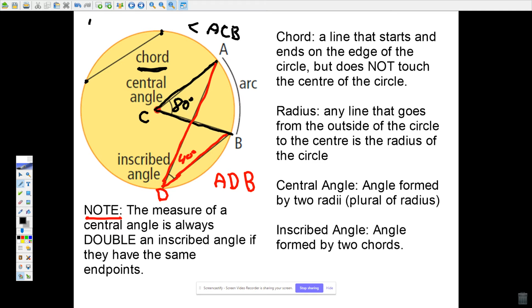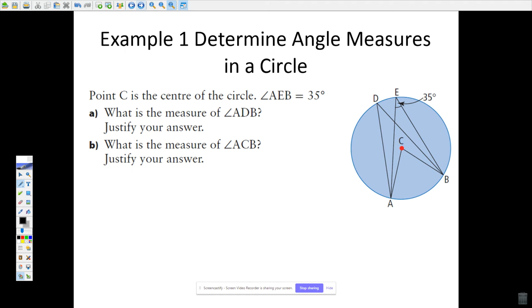Now let's look at one example before we move over to part 2 of the video. Example 1 says to determine the angle measures in a circle. It says point C is the center of the circle. Angle AEB is 35 degrees. The first question is, what is the measure of ADB? And then what is the measure of ACB?